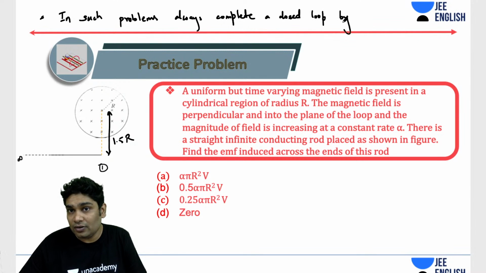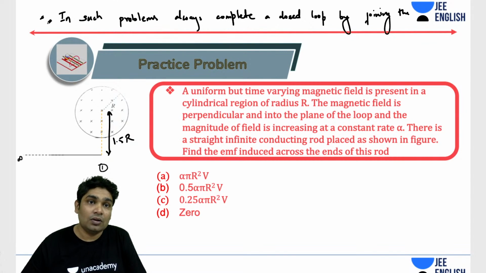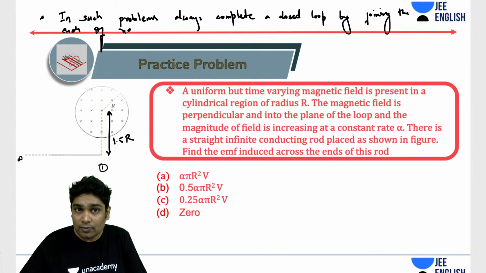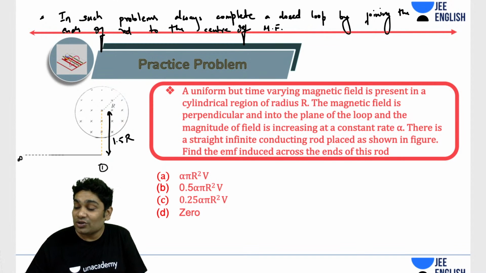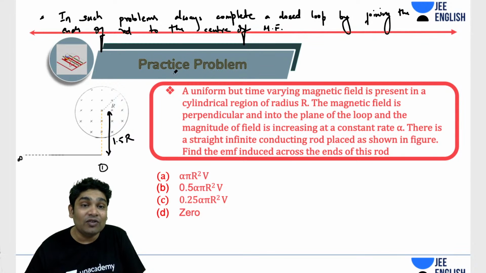Always complete a closed loop by joining the ends of the rod to the center of the magnetic field. Always do that. Why? That'll give you two sides of your closed loop which are radial, which lie along the radius. So for them, integral E dot dl would always be zero.